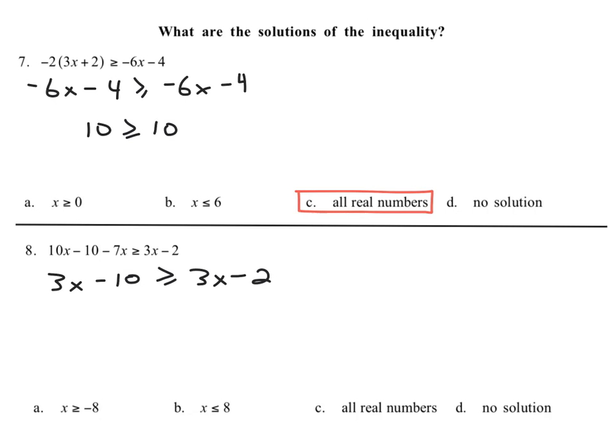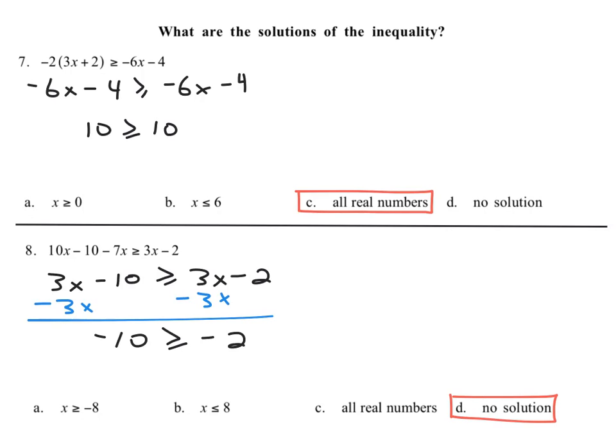Now watch what we're allowed to do. We're allowed to simplify this, and I could have done this on number 7 as well, by just saying, let's take away 3x from both sides. We're subtracting. We're not dividing or multiplying, so we don't switch the direction of the sign. Okay? And then what are we left with? We're left with negative 10 is greater than or equal to negative 2. Is that ever true, that negative 10 is greater or equal to negative 2? No, it's never true. So this is one of those no solution situations.